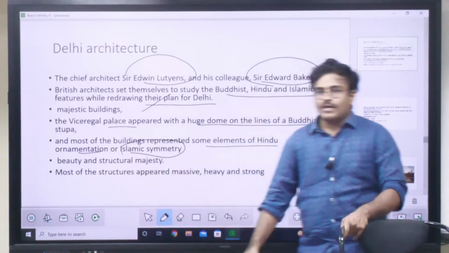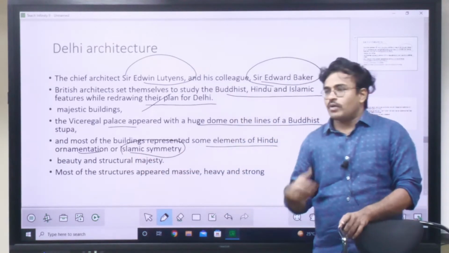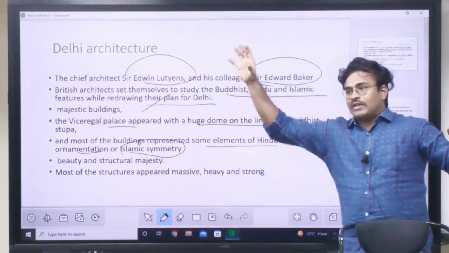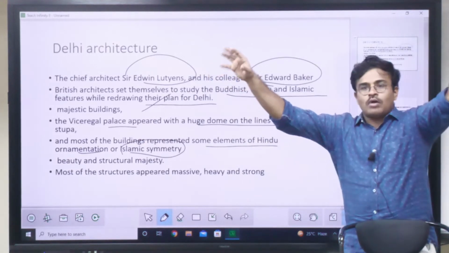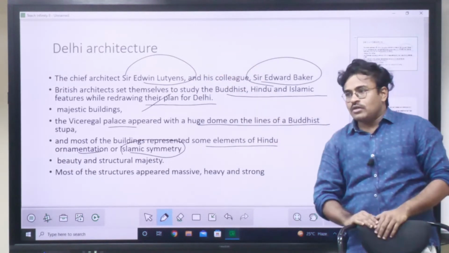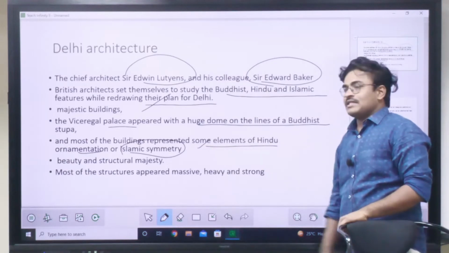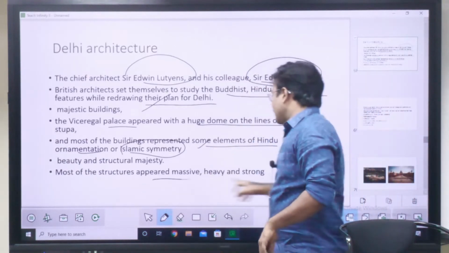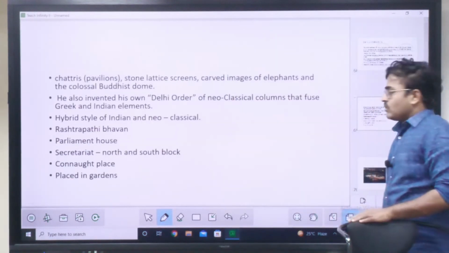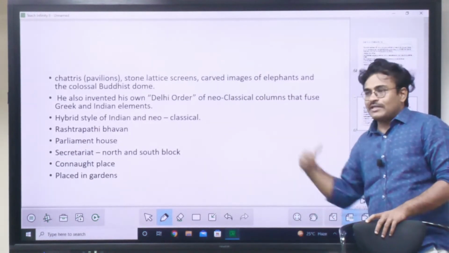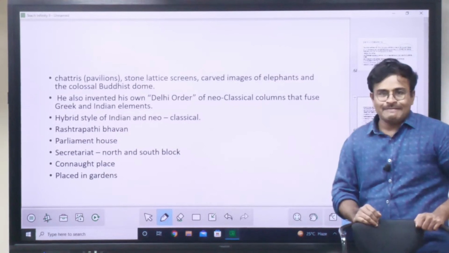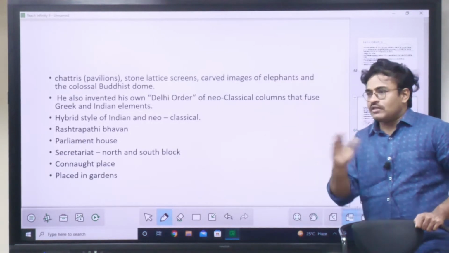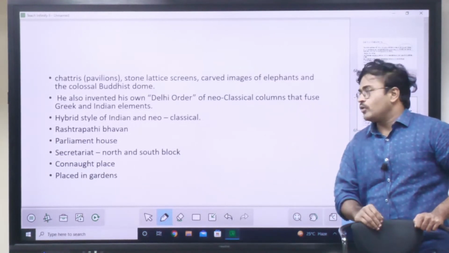And there is an Islamic emphasis on symmetry. Remember the Taj Mahal? Symmetry is very important for Islamic constructions. One side has a mosque, and on the other side, to compensate for it, they built one more structure, because symmetry is very important in Islam. So they brought the same element here, and most of the structures appeared massive, heavy, and strong. This is again the masculine idea of what beautiful is, different from the Taj Mahal's idea of what beauty means.